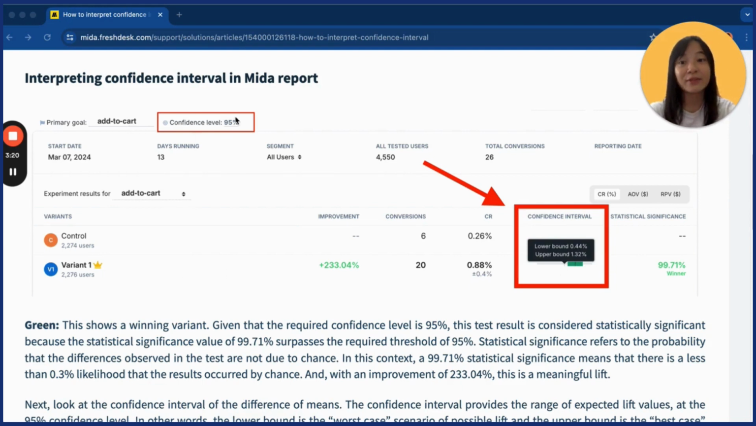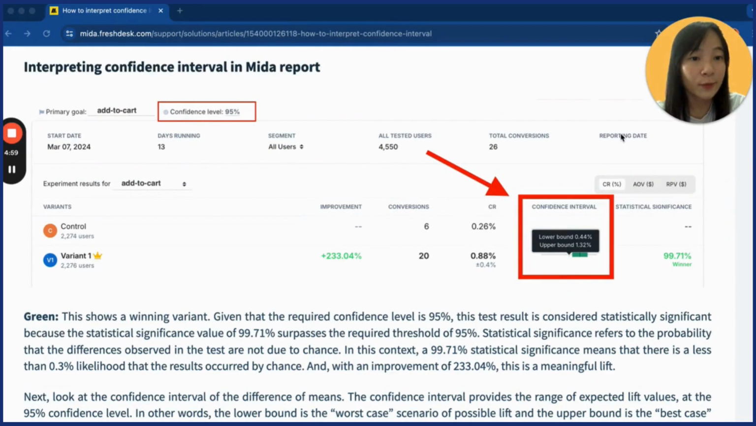A confidence level of 95% means that there is still another 5% chance that your actual conversion rate would not fall within this confidence interval. There's still a chance that the actual conversion rate will not fall within this confidence interval, but you can be 95% confident, right? And next, we look at the statistical significance value of variant 1, which is 99.71%. So this means that there's still a 0.3% chance that the result occurred by chance, but you can be 99.71% confident that this result that you're observing right now did not occur by random chance, right?